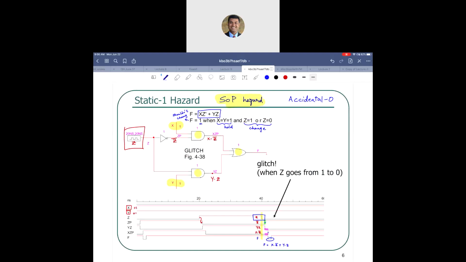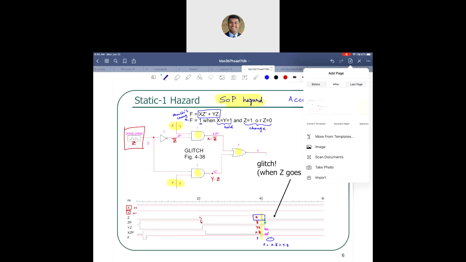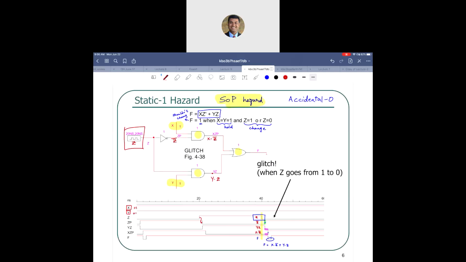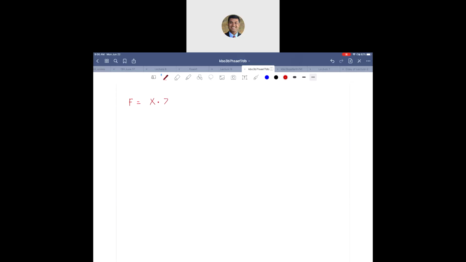Now, before I move further, I want to shed some more light on this particular example. Essentially, I want to see how we can fix this. So let me add one more slide here after. I will consider my function. What is that? F was X and Z complement, or Y and Z. And I'm trying to fix the static 1 hazard.